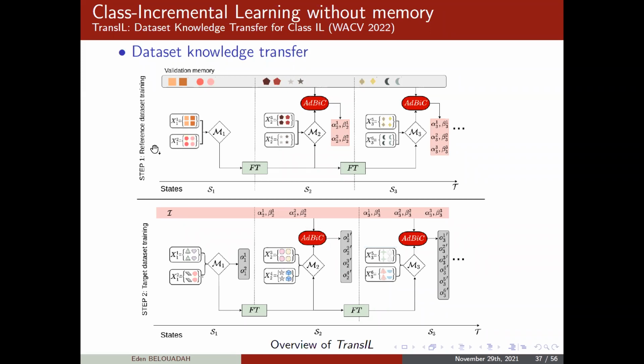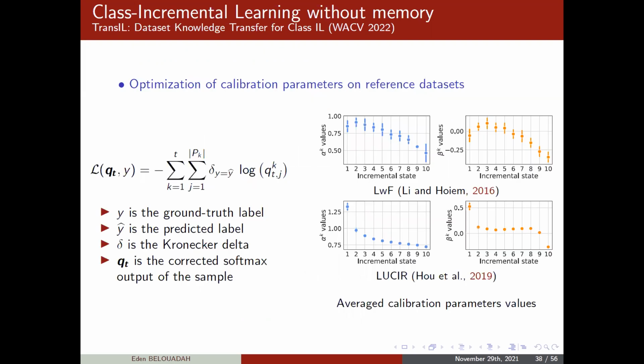And here, in the case we have more than one reference dataset, we simply compute the mean over all the calibration parameters before transferring them onto the target dataset. And here we hypothesize that the calibration parameters are stable enough to be transferred from one dataset to another. We optimize the calibration parameters on the validation set of the reference dataset using a simple cross-entropy loss.